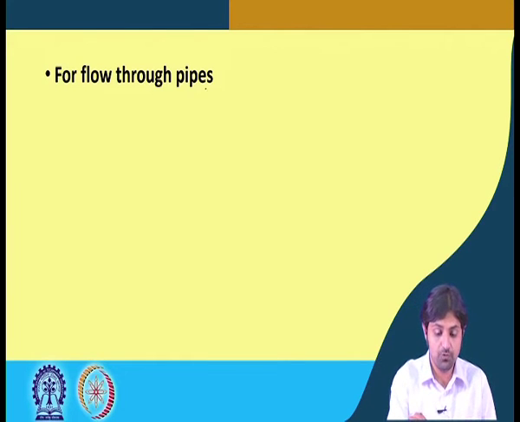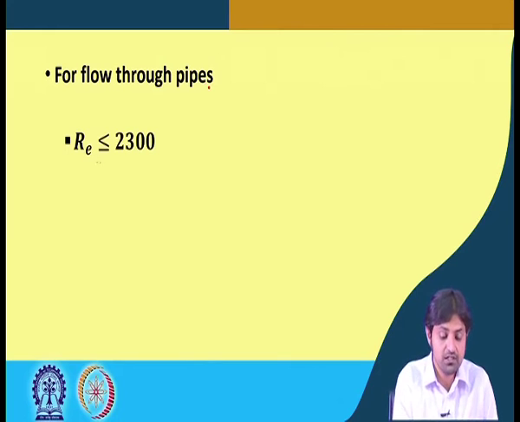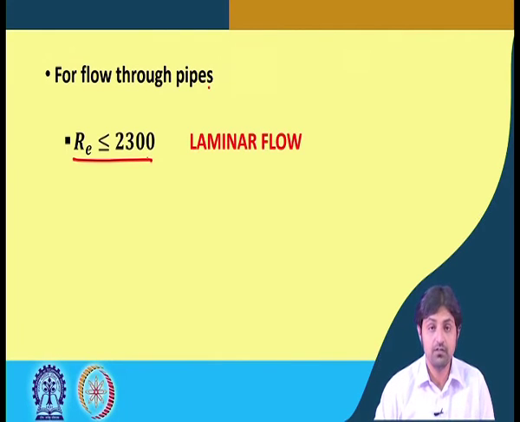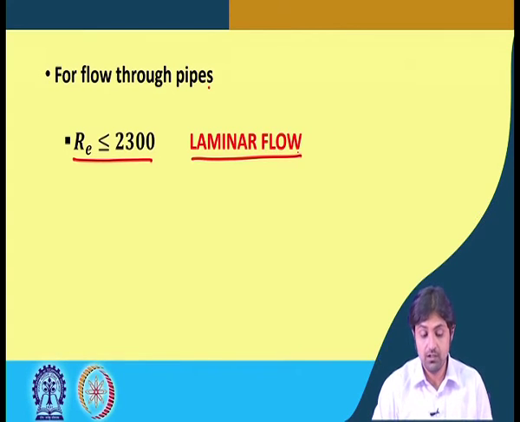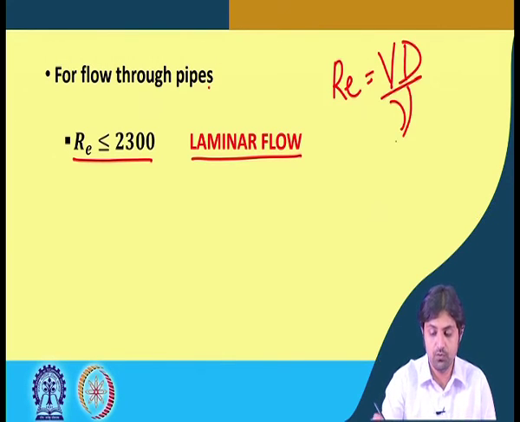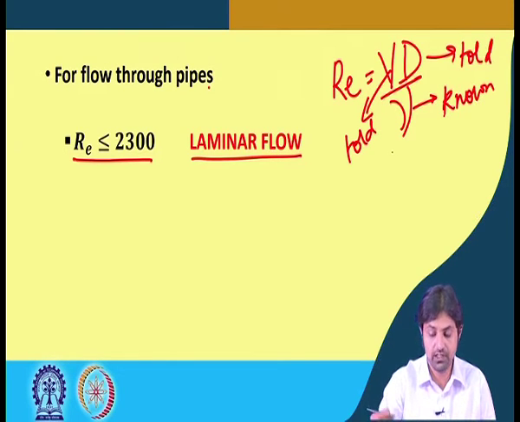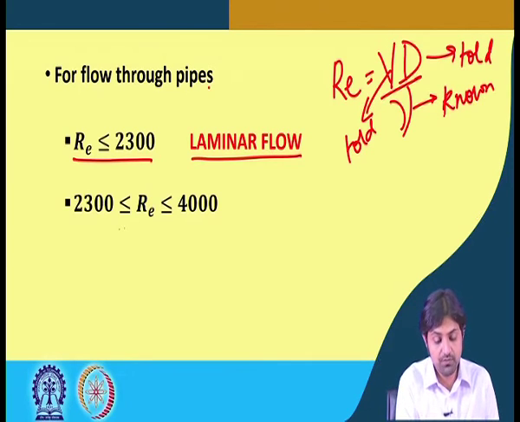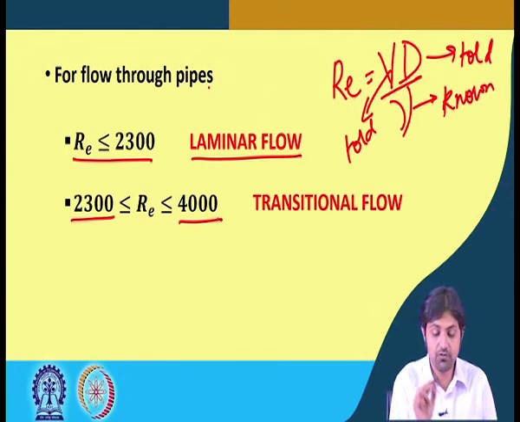For example, for flow through pipes, if the Reynolds number is less than 2300, we consider the flow as laminar flow. Important to remember. So, if you are given the pipe diameter and the flow velocity, you can easily tell if the flow is laminar or turbulent. What you can do is calculate the Reynolds number as V D by nu. V is known, nu is told, and D is also told. So, you can calculate the Reynolds number. For Reynolds number between 2300 and 4000, the flow is transitional.